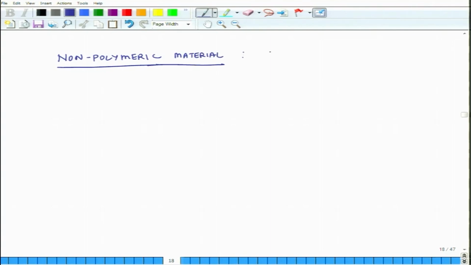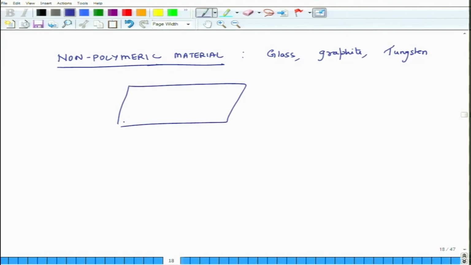Examples would be glass, graphite. We also saw the example of tungsten, and so on and so forth. Now, if you look at the bulk material and you make a cross section of it and you look at it very closely, what you will find is that in the bulk material there are very small flaws, defects.